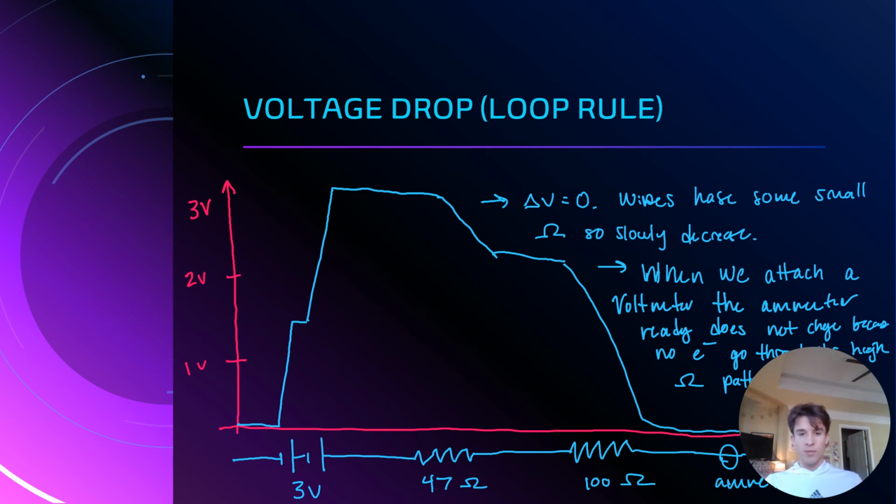Now this is just another way to picture this, where the voltage goes up 3 when it goes through the battery and then slowly dissipates throughout the rest as it goes through these resistors.